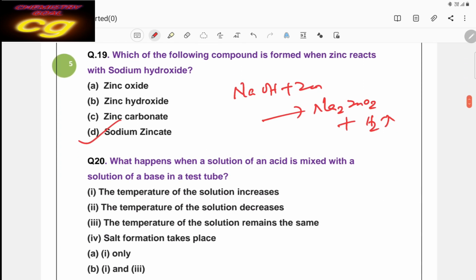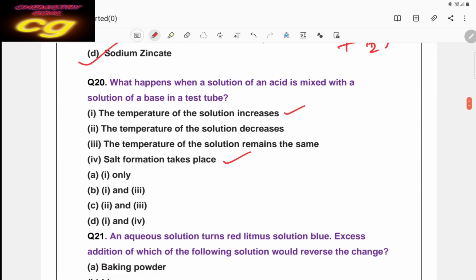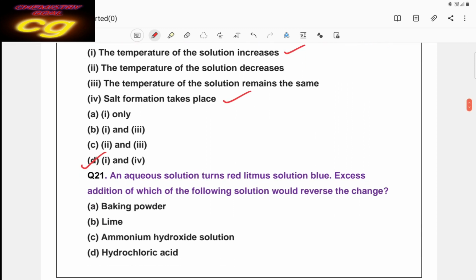What happens when a solution of an acid is mixed with a solution of a base in a test tube? If acid reacts with base, you see the temperature. As it is a neutralization reaction, and all neutralization is exothermic, heat is produced, so the temperature will increase. This one part is correct. Temperature decreases is wrong, temperature remains the same is wrong, and salt formation is also correct. So first and fourth is the answer. This is your correct answer: temperature increases and salt is produced. So this is the answer of question number 20.